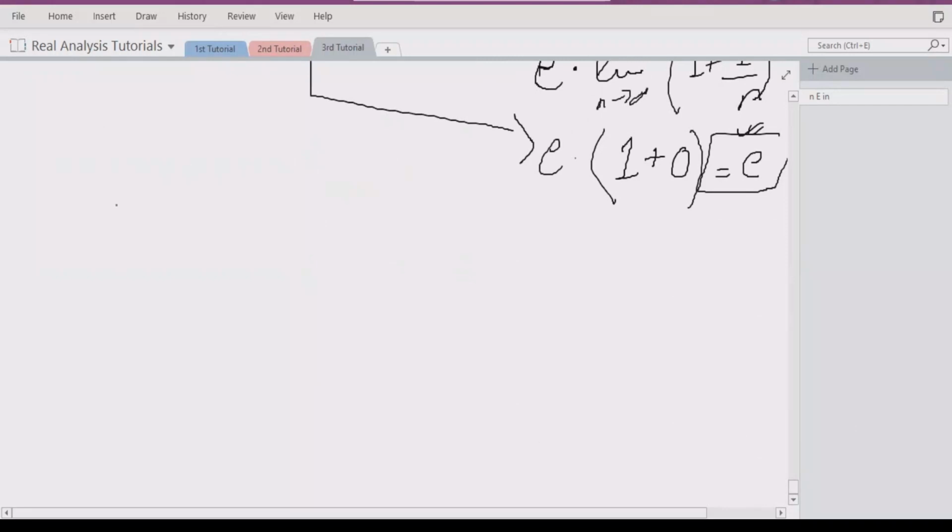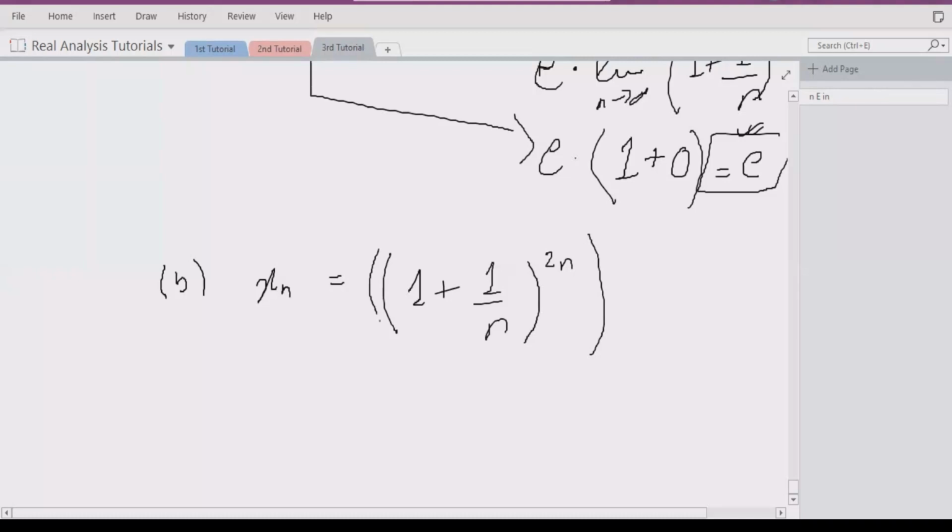Another question. The next question is again Xn equals 1 plus 1 over n, now with power 2. This is the sequence we are given.